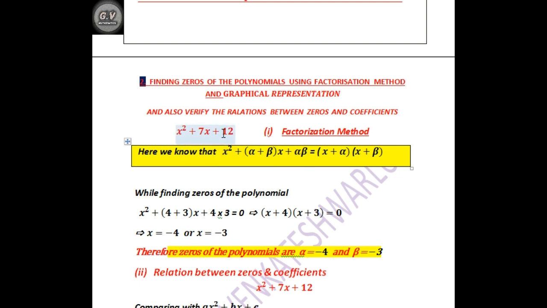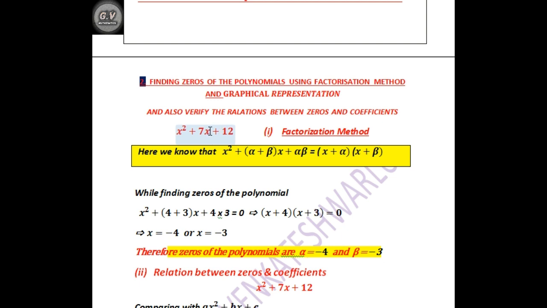Look here, 12 is written as 4 into 3, which is the product, and 4 times 3 is 12. And 7 is written as 4 plus 3. This constant value contains a positive symbol. Positive means we need to add the factors.